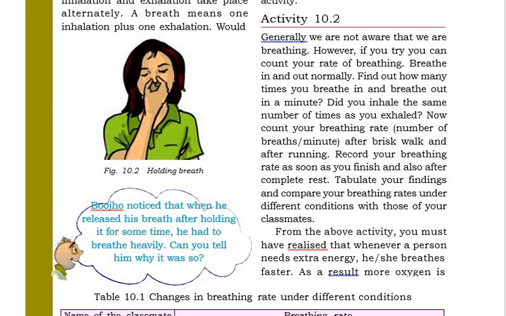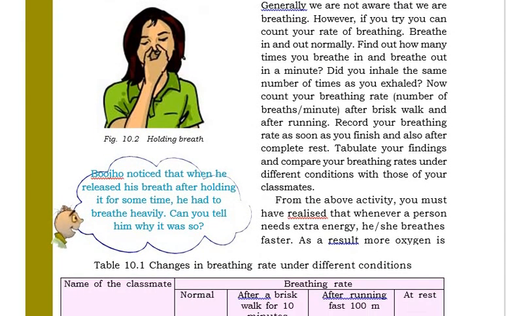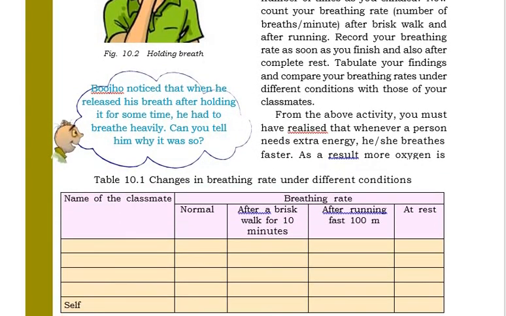Then, from this what can you conclude? Generally, under normal conditions, the oxygen requirement of our body is comparatively low. But in walking or running, more energy is consumed and the requirement of oxygen also increases. So, this activity shows that under different conditions, there are changes in the breathing rate. I hope you can try it yourself, and you can note it down like that.